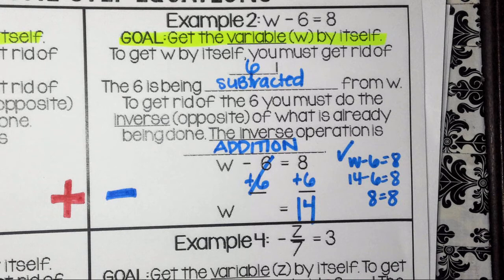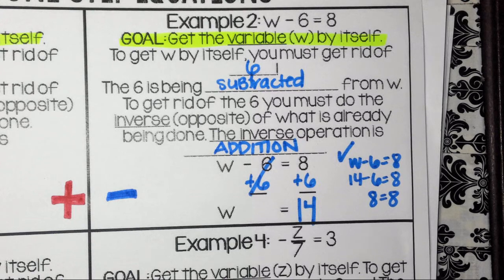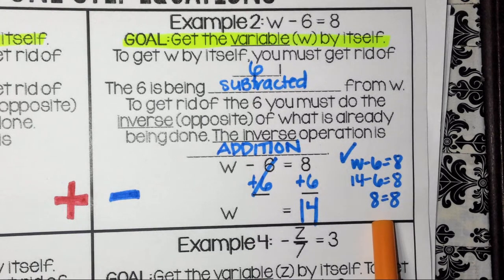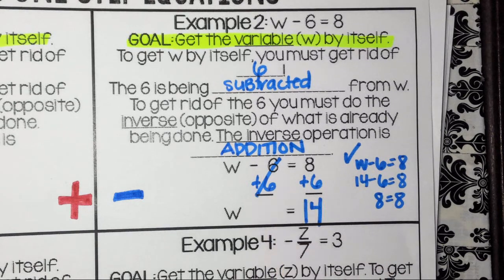If you don't get it right, you just mark it out. And when you check it, if your answer does not equal the same down here, then your answer over here is wrong, and you need to go back and double check.